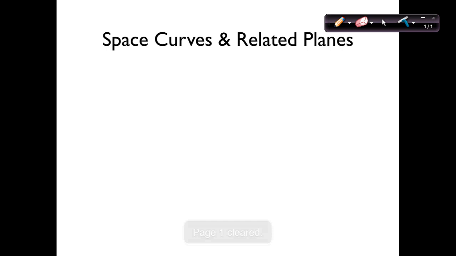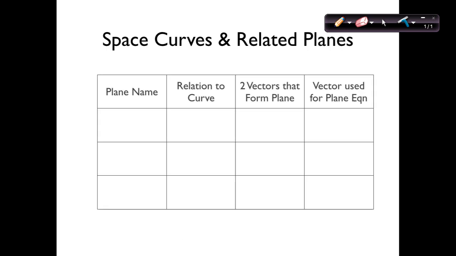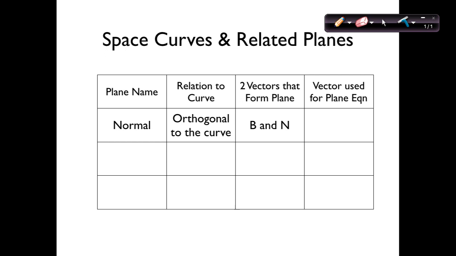For time's sake, if you would, go to the video to copy this down. The normal plane is orthogonal to the curve. The two vectors that form that plane are B and N, and the vector used for its equation is T. Then we have the tangent plane, which is tangent to the curve. The two vectors that form that plane are B and T, and the vector used for its equation is N.